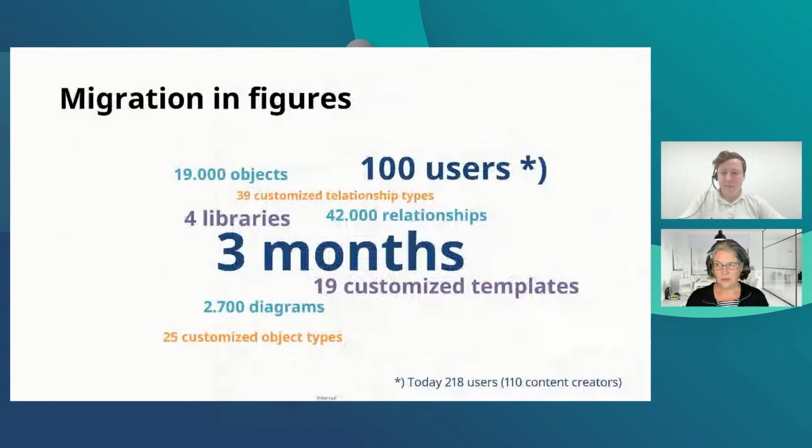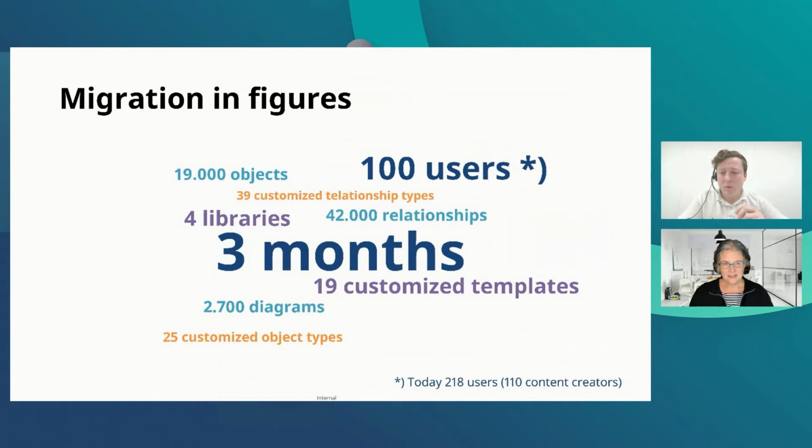And if you would like to see our migration in some figures, from the first kickoff, after all the contractual parts were sorted out, we took 3 months to do the migration. We had 4 libraries, and 19 customized Visio templates that we needed to take care of. It was 2,700 diagrams to be migrated, 42,000 relationships, and 19,000 objects.